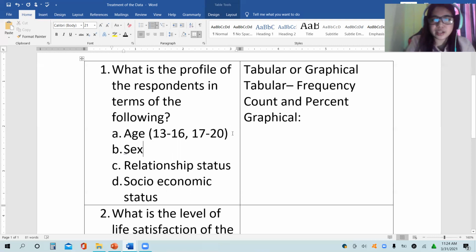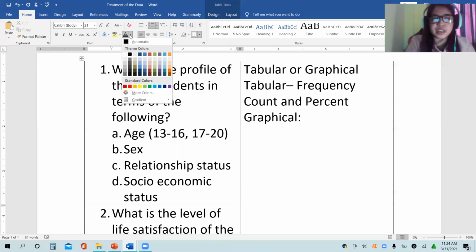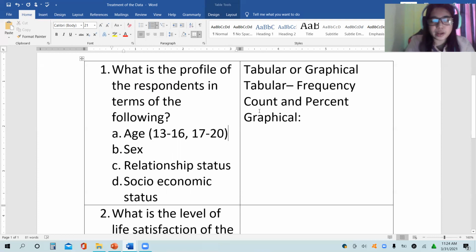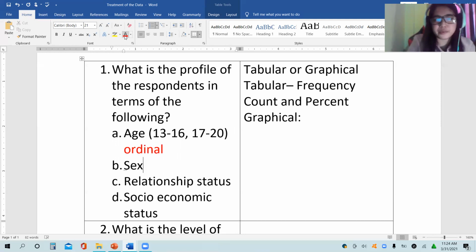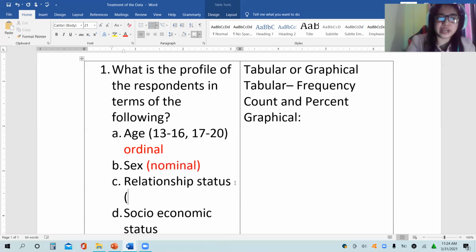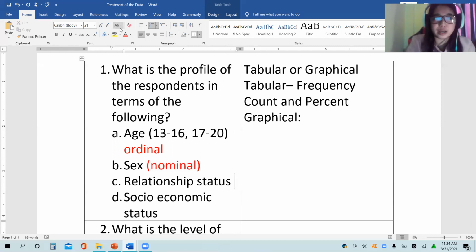So for sex, let us also place the classification here or the level. So as mentioned, this is ordinal. And for sex, male, female, it is nominal data. So you have to go back to all of this before you can, of course, check that you are using the correct way of how to analyze your data.